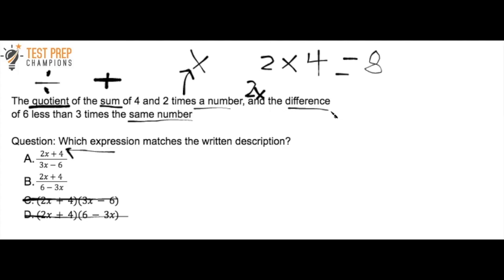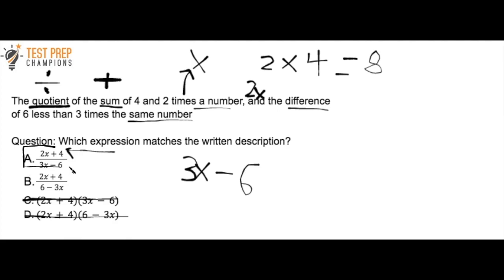And the difference of 6 less than 3 times the same number. So 3 times the same number means we're going to start with the 3, and it's 3 times that same number, so that number is going to be x, all right? Whenever you see 6 less than something, that means you want to take that thing, in this case 3 times the same number, and subtract 6 just like this. So A is going to be the right answer here.